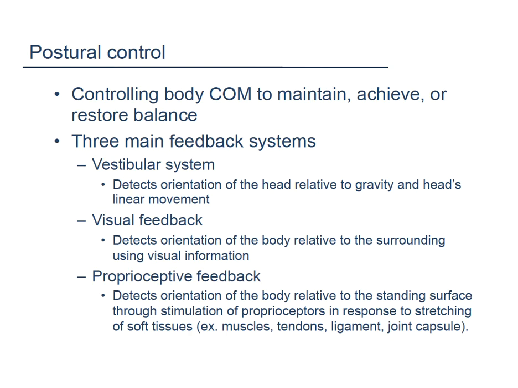The third is the proprioceptive feedback. Proprioceptors are sensory receptors that are found in soft tissue, such as muscles, ligaments, tendons, and joint capsule. These receptors sense stretching of the soft tissue and detect body orientation relative to the standing surface. For example, the forward sway of the body will cause the Achilles tendon to stretch, which allows the central nervous system to know that we are leaning forward.